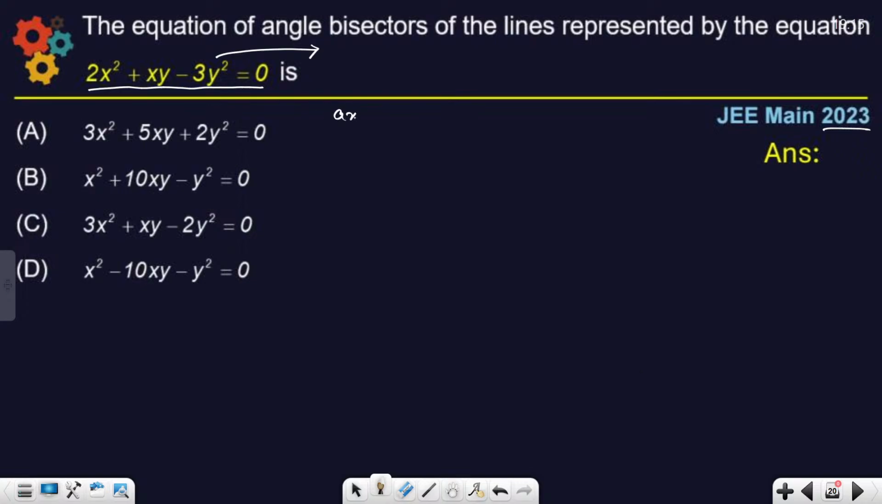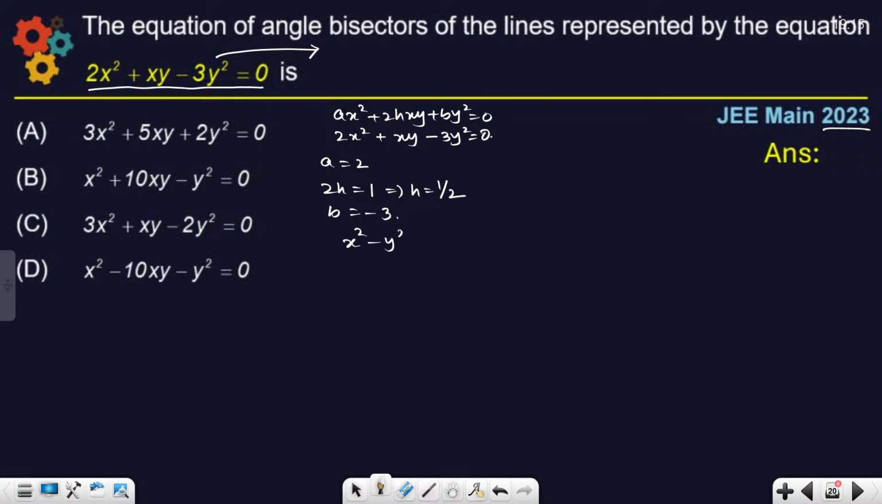So if we compare with the homogeneous equation, the equation which has been given to us, we get that a is 2, twice h is 1, which implies h is 1 over 2, and b is minus 3. Therefore, the combined equation will be (x square minus y square) divided by (a minus b) equals xy divided by h.